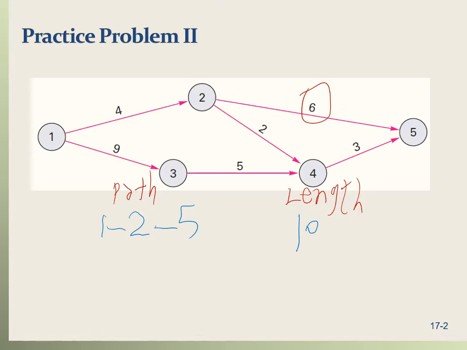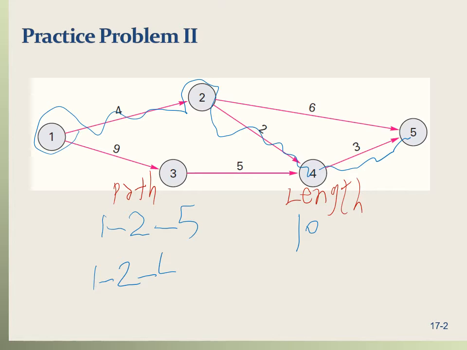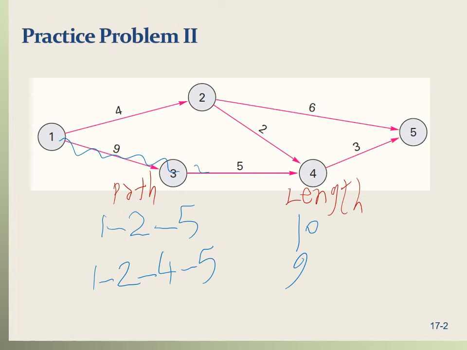Let's find other paths here. Another path is 1 to 2, 2 to 4, 4 to 5. The length of this path is 4 plus 2 plus 3. So that's 9. Another path here is 1 to 3, 3 to 4, 4 to 5. So that's 9 plus 5, 14 plus 3, 17.